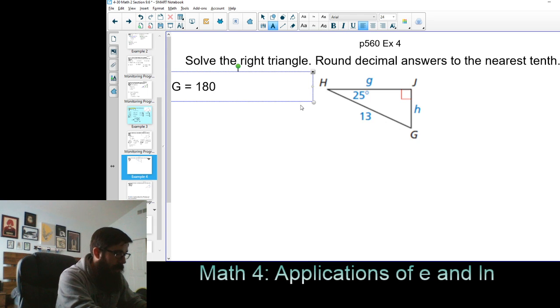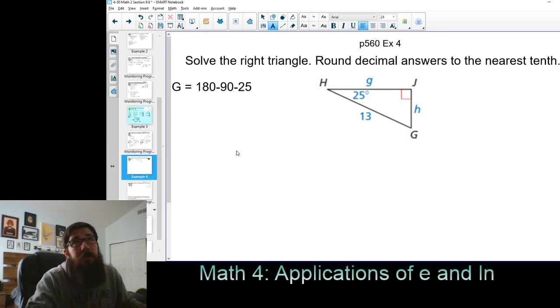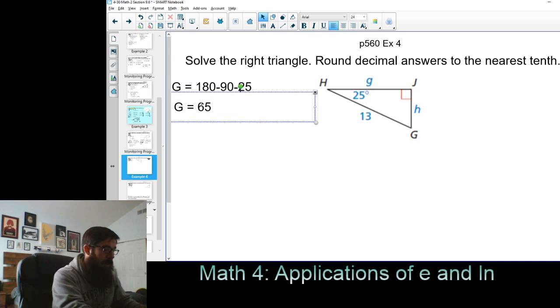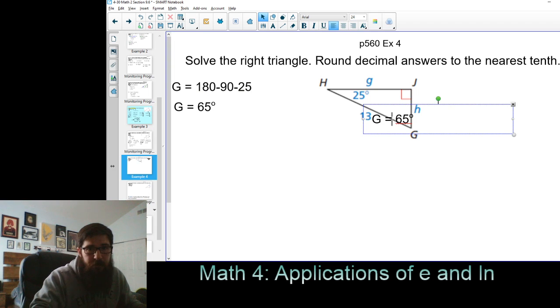G is going to equal 180 minus the 90 minus the 25. What's that going to come out to? 65 degrees. Didn't have to do anything super crazy for that. G is just 65. Because we already had two angles, you could find the third just by subtracting the previous two from 180. So let's go ahead and move this over here.